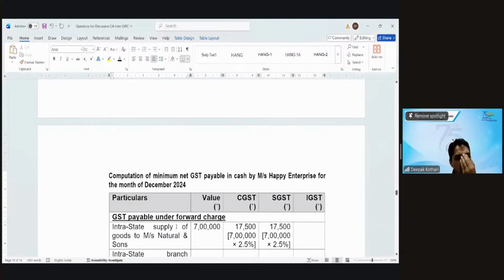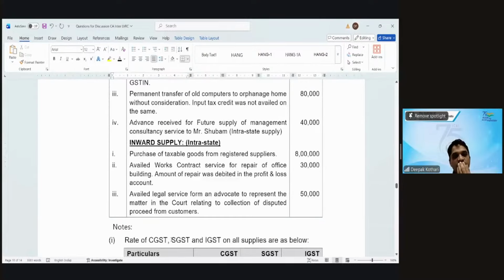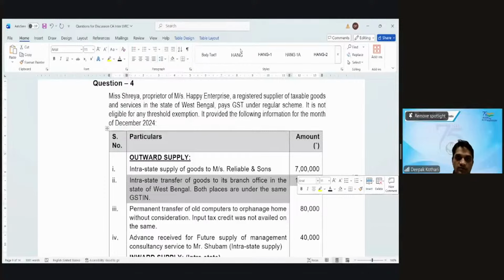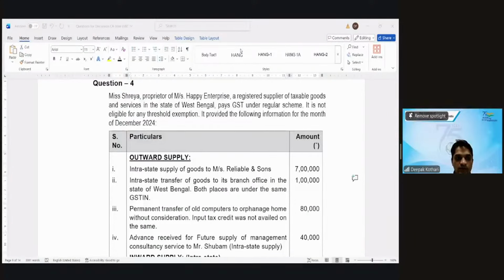For intrastate branch transfer to its branch office in the state of West Bengal, both places are registered under the same GSTN. Whether this is taxable or not. First, it is outward supply. The heading itself says outward supply. If they don't give outward supply, then there's confusion.